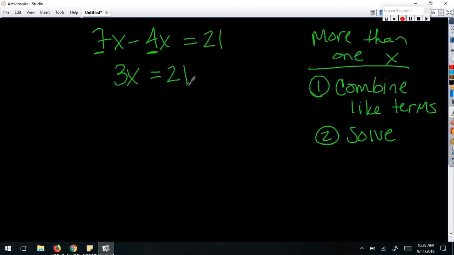Now what do you do? Solve it. How do I solve it? Divide by 3. What does x equal? X equals 7. Okay? When I check it, I want to go back to that original equation, because if it doesn't work, I could have made a mistake in combining my like terms or somewhere else. So I always want to go back to before I did any manipulation to it at all. So let's check it.